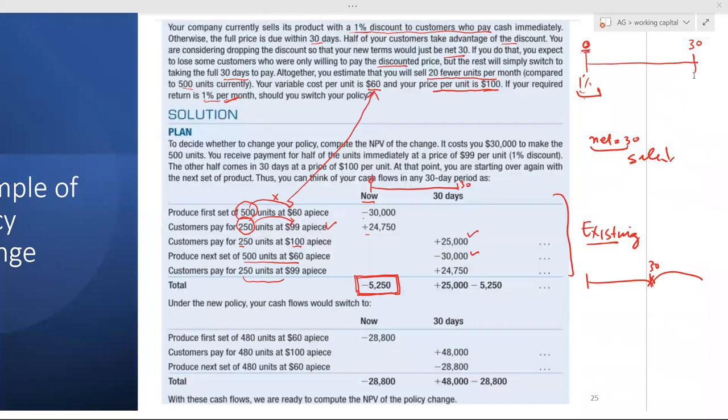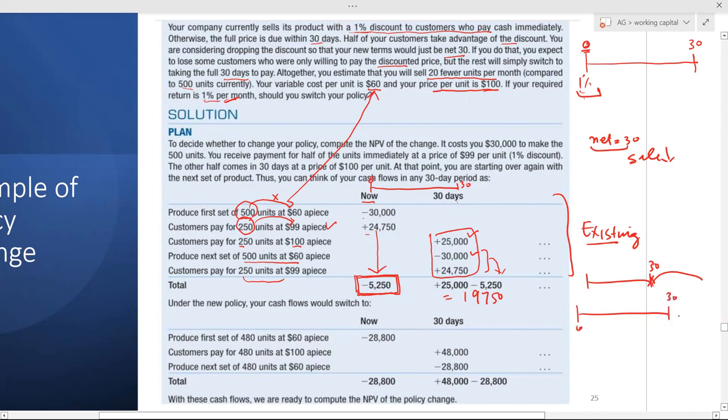Now, you don't need to be worried. We need to calculate the net flow. Net flow is 25,000, and the difference of these two is 5,250. In other words, the net flow is 19,750. So now you have a timeline of now and after 30 days. Now you're at time zero, this is your total net flow, and this is at time 30, this is your net flow.